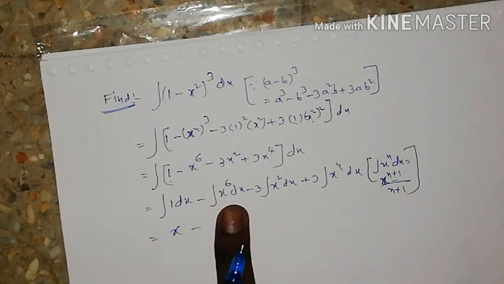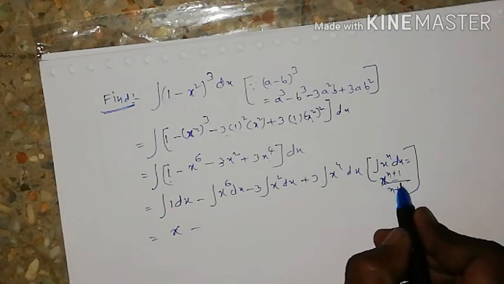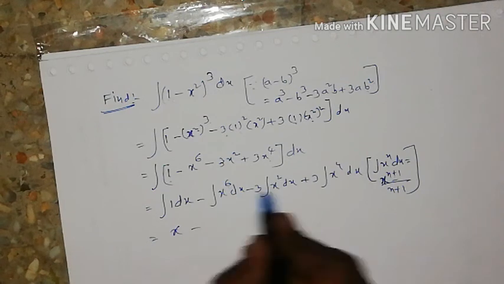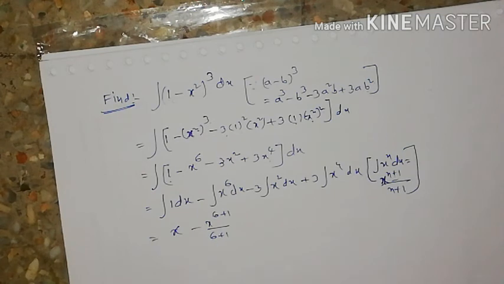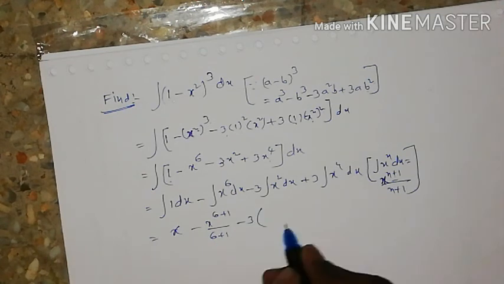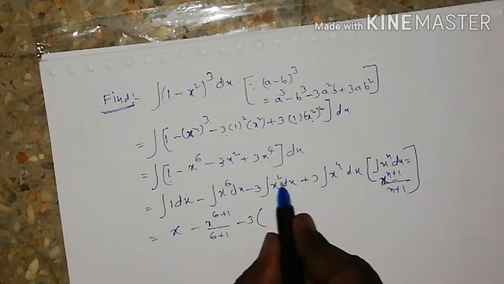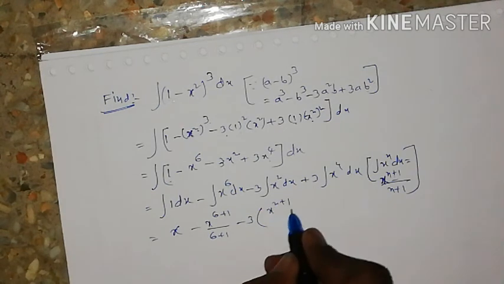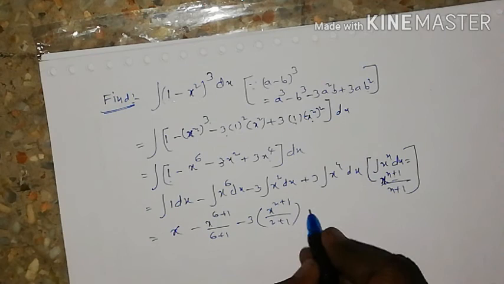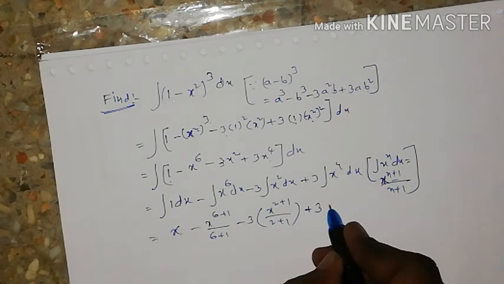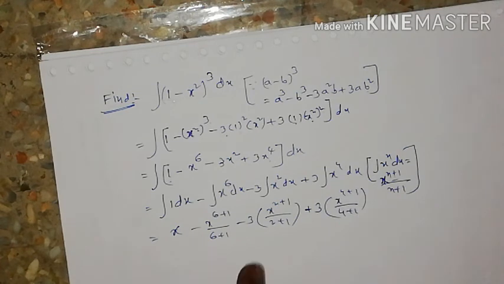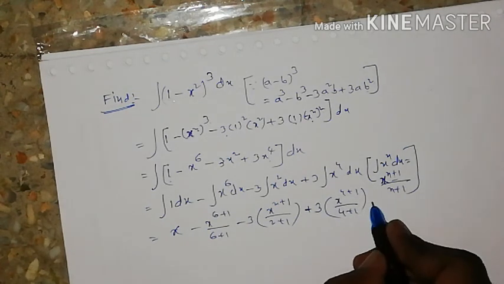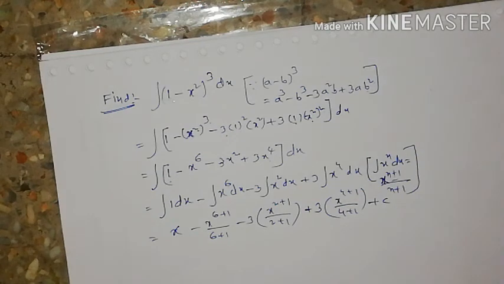So first of all, applying this. What is power n? Here n means 6. So applying this formula, x power 6 plus 1 by 6 plus 1, finish. Minus 3 into, keep its result in brackets. Here n means 2, so it becomes x power 2 plus 1 by 2 plus 1, plus 3 into, here n means 4, so x power 4 plus 1 by 4 plus 1. So formula application is over. Now what do you have to write here? Plus c. Now simplify.